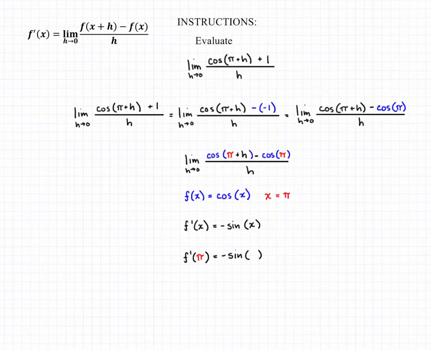So we'll have the negative sine of pi, which is equal to -0, or just simply our final answer, which is 0.